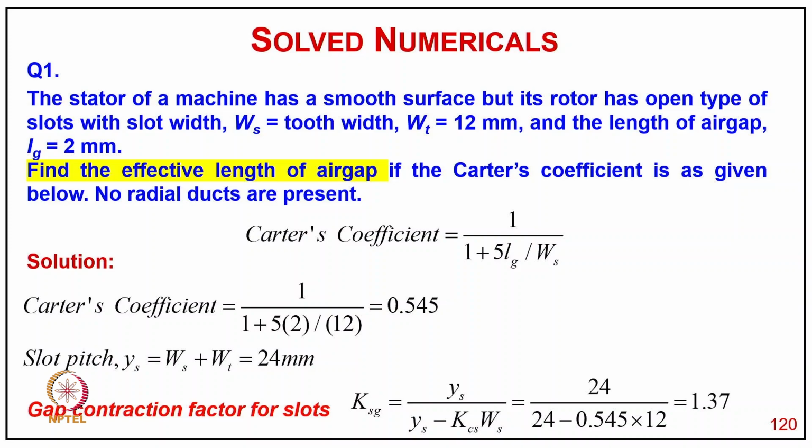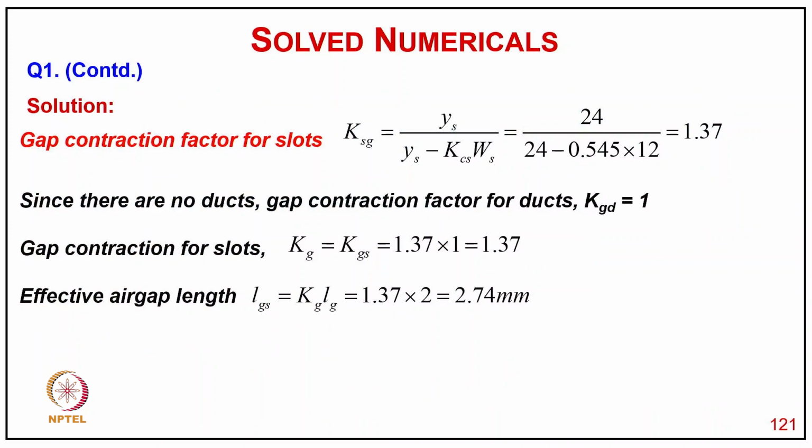So the slot pitch Ys is equal to Ws plus Wt, 20 mm plus 24 mm, and the gap contraction factor for slots will be Kcs equal to Ys upon Ys minus Kc Ws. Putting in the values, it comes to 1.37. Since there are no ducts, the gap contraction factor for ducts is Kgd equal to 1. So the gap contraction factor Kg equal to Kgs equals 1.37 into 1, that comes to 1.37. So the effective air gap length Lgs equals Kgs into Lg, that is 1.37 into 2, which comes to 2.74. So the effective air gap length increases because of slotting.